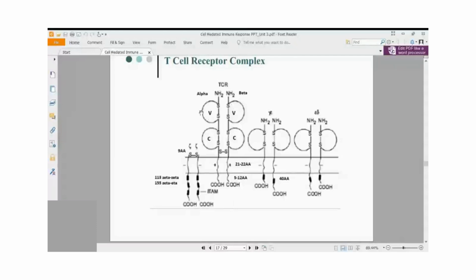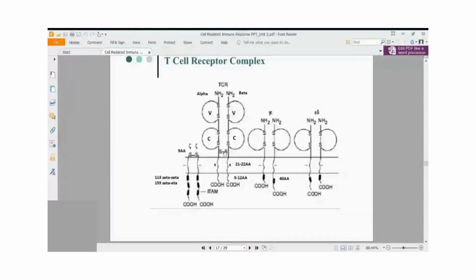The T cell receptor is made up of two different chains, that is alpha and beta chain. Therefore, it is called a heterodimer. And the alpha and beta chains are held by one disulfide bond just above the membrane.